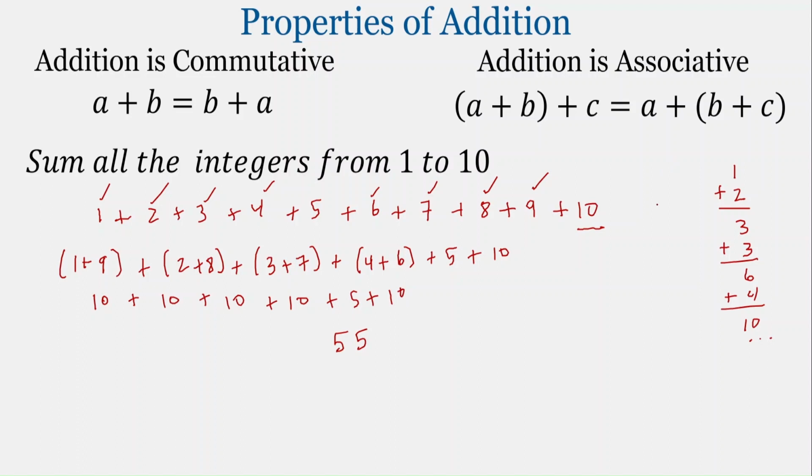Summing all the integers from 1 to 10 is not that bad. It's only 10 numbers. But how about if you were summing all the integers from 1 to 50? Or 1 to 100?